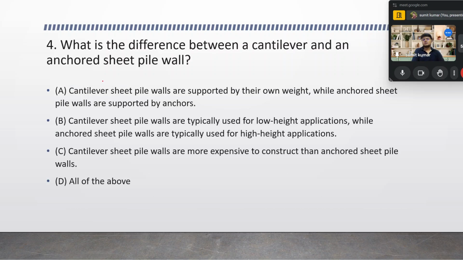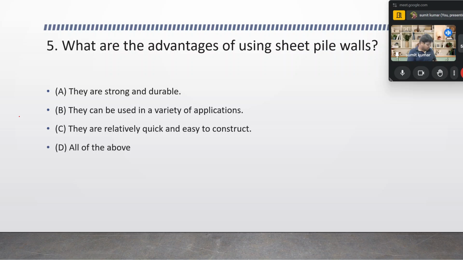Now the next question is, what is the difference between the cantilever and anchor? In the previous question it was also answered, but let's see what is written over here. First, the cantilever sheet pile walls are supported by their own weight. Anchor sheet pile walls are supported by anchors. Cantilever sheet piles are typically used for low height and anchor for high height. This is also correct. The cantilever sheet piles are more expensive to construct than anchor sheet piles. I don't exactly know, but as the options suggest, option D looks to be true because A and B I found correct. C I am not sure, but I think it should be correct. So option D is mentioned as the correct answer. There is no problem with this. We will go ahead to our next problem.